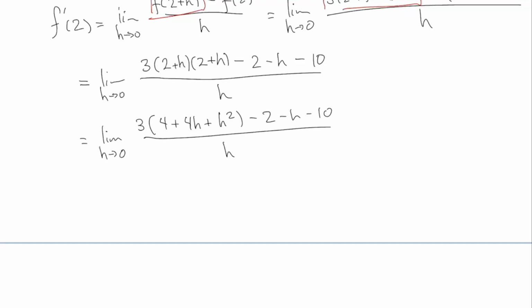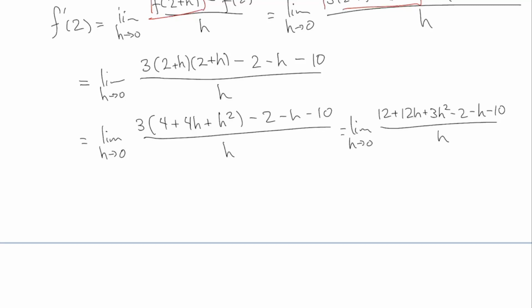And then finally, the last sort of act of expansion, I can finally distribute that 3. And then we'll be ready to combine and cancel stuff, hopefully. So distributing the 3: 3 times 4 is 12, plus 3 times 4h is 12h, plus 3 times h squared is 3h squared. And then what we got, minus 2 minus h minus 10, h on the bottom. And now we can start just canceling things. Anybody see something you can cancel or combine? Sometimes they don't cancel, they just kind of add together and you can combine them.